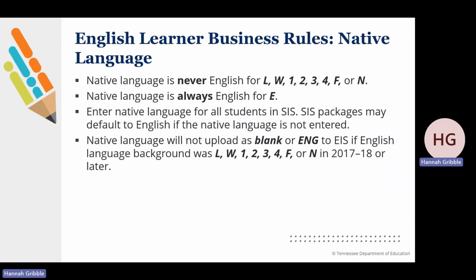Native language is never English for LW 1, 2, 3, 4, F, or N. Native language is always English for E. Enter native language for all students in SIS. SIS packages may default to English if the native language is not entered. Native language will not upload as blank or ENG to EIS if English language background was LW 1, 2, 3, 4, F, or N in 2017-18 or later.